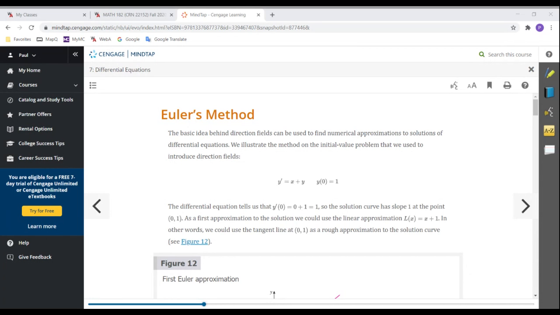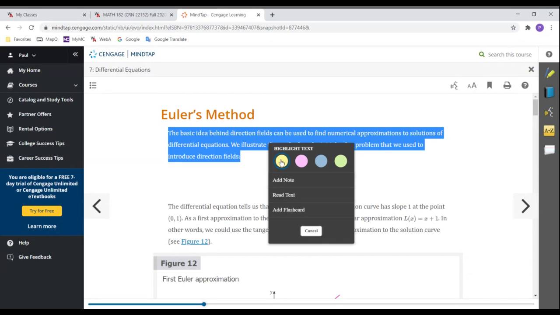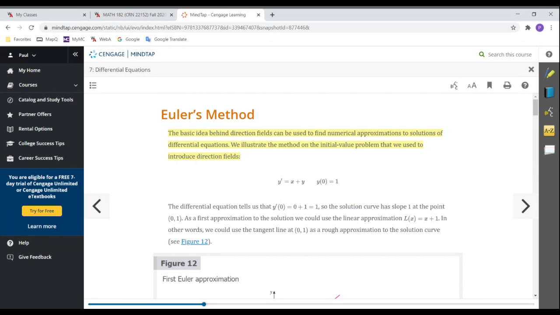So essentially, you can get an idea of qualitatively what solutions look like without knowing how to solve the differential equation. But of course, it is important to be able to come up with values for a solution to a differential equation. And that's what Euler's method is. The basic idea behind direction fields can be used to find numerical approximations to solutions of differential equations.